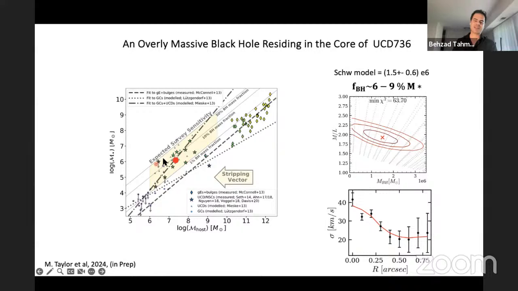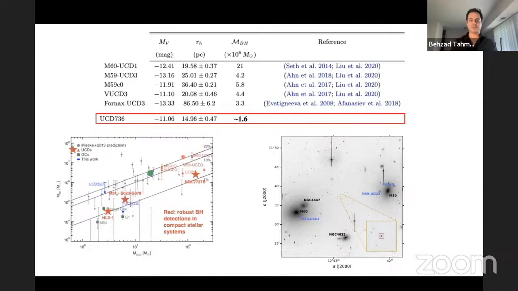As we discussed, this area, especially the red area around here, is the area that can be supported by direct collapse in the context of black hole formation theory. Previously, there were only a few very robust black hole detections in UCDs, about 5 of them found in these studies. As we can see here, first of all, this UCD is the smallest UCD detected up to date, and it is overmassive.